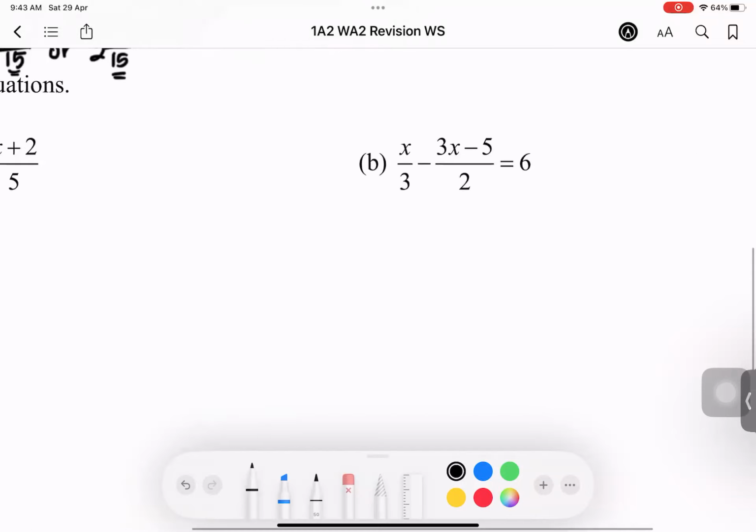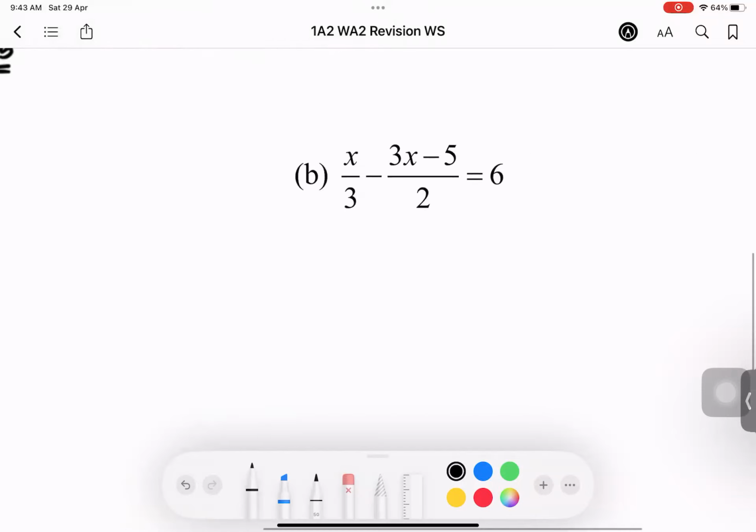Can? Okay, let's see. Now, when I have something equals to 6 or equals to a number, this is technically 6 over 1. But before that, I need to combine this side into one single fraction first. How am I going to change this into one single fraction? Next person, Raiden. How am I going to convert this into one single fraction? What can I do?